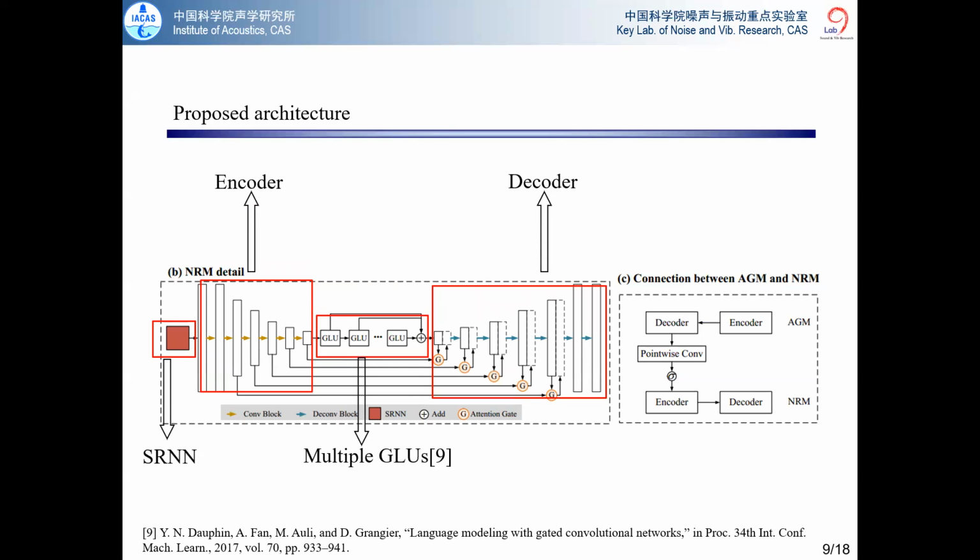Figure B shows a network of NIM. We can find that it includes 4 parts, namely the previously mentioned SRN, convolutional encoder, multiple gated linear units dubbed GLU, and convolutional decoder. The previously mentioned AG is used here. In addition, we stack 6 GLUs for better sequence modeling.